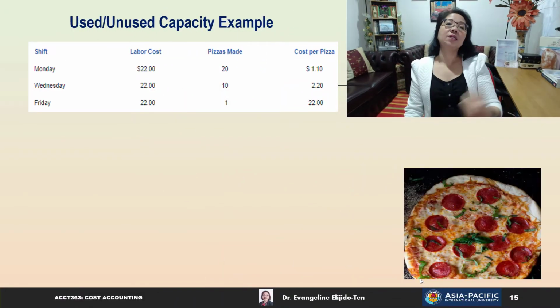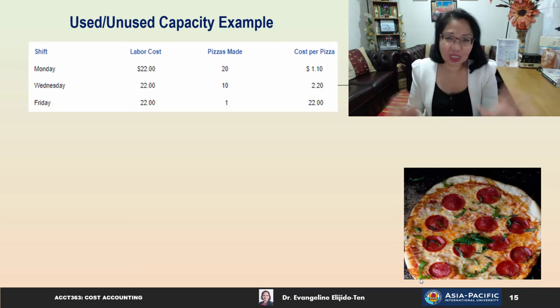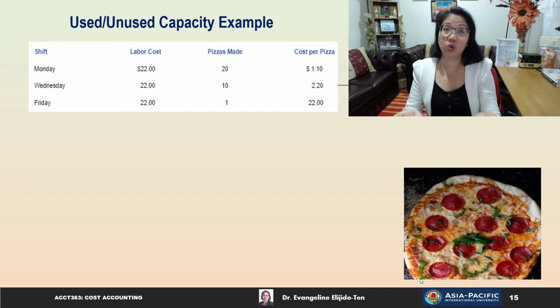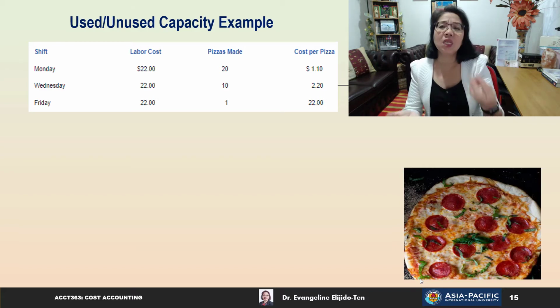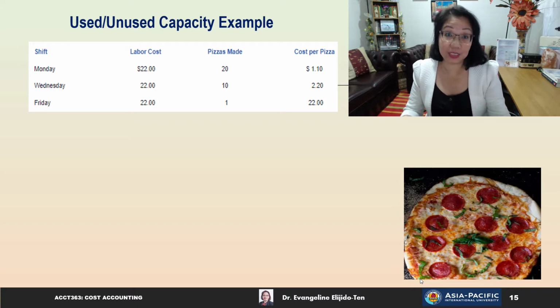All right, so let's suppose that we are paying our employee $22 per, let's just say per day, just for the sake of illustration. So on Monday, let's say the labor cost is $22 and the number of pizzas made by this worker is 20, which is the normal capacity of one person making pizza. So what is the cost per pizza on Monday? Well, $22 divided by 20 is $1.10 of labor cost per pizza.